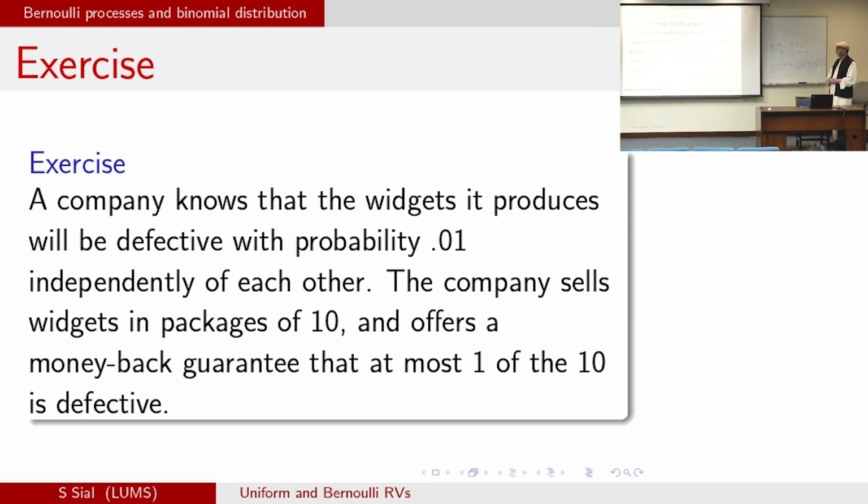Okay, let's try this problem. A company knows that the widgets it produces will be defective with probability of 1%, independently of each other. The company offers widgets in packages of 10, and you get a money back guarantee that at most one of the 10 is defective.